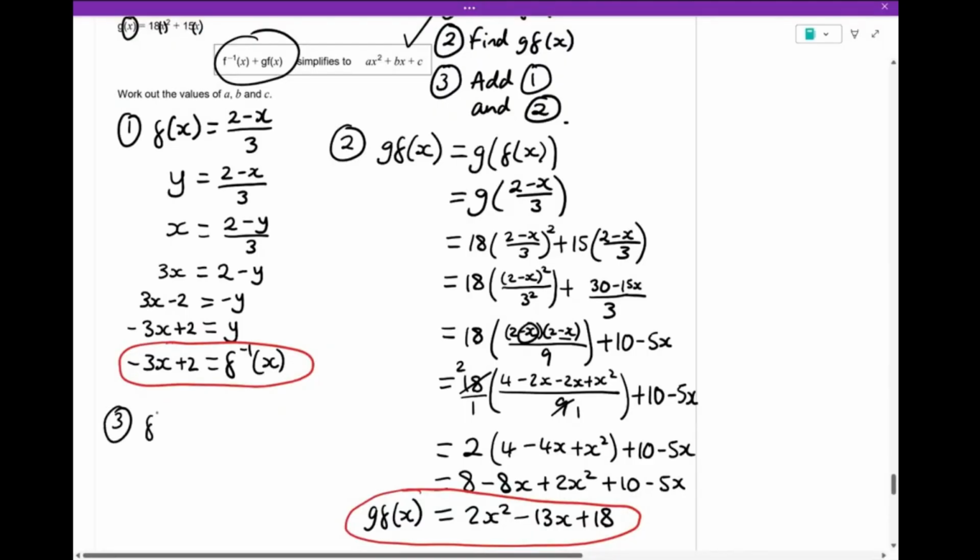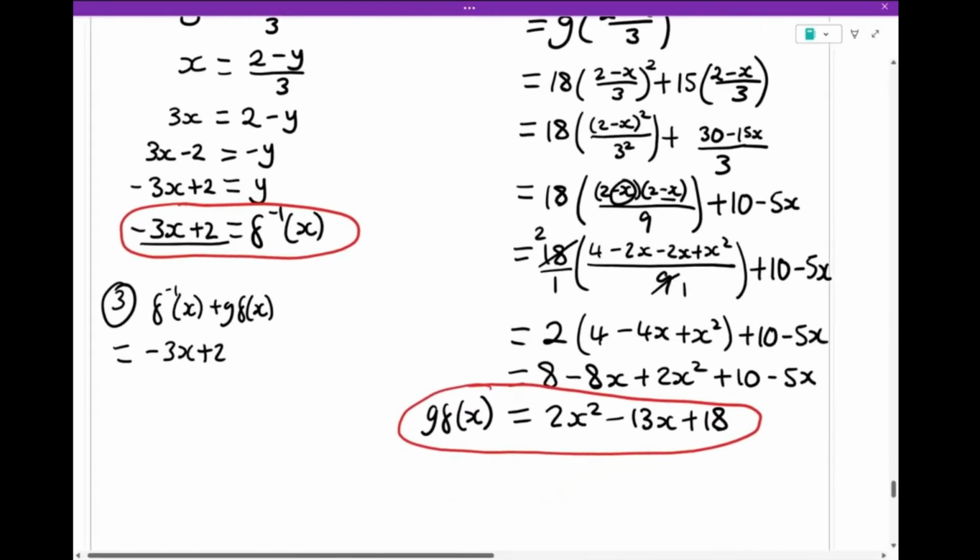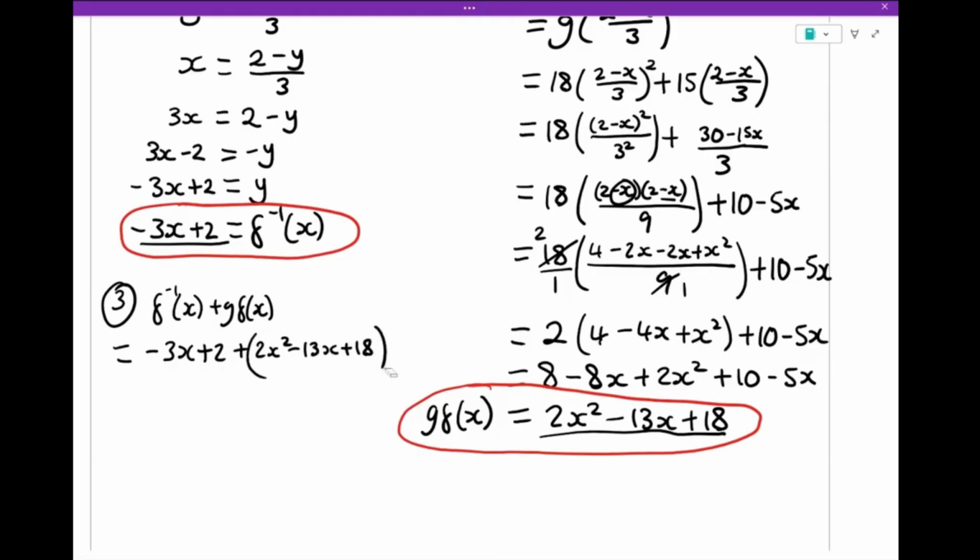The inverse of x plus gf of x is going to be equal to this expression here. So we'll write it below, negative 3x plus 2, and then plus my other expression circled in red, this one here. So that would be plus 2x squared, take 13x, plus 18, like that. And because it's addition, we don't need to write brackets around it. Now let's simplify and see what we get.